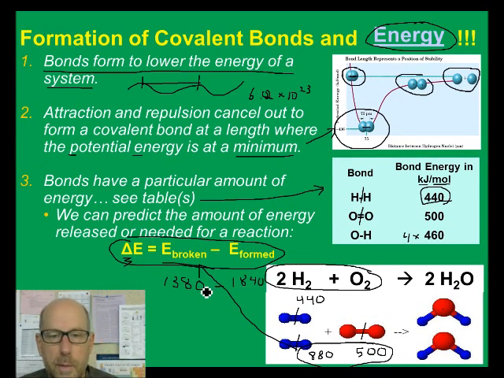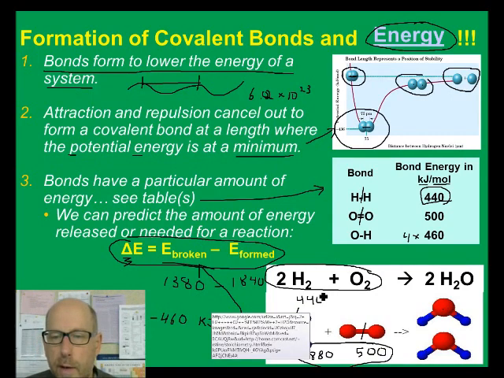So 1380 minus 1840. Let's run that. Boom. So we end up with negative 460. The change in energy equals negative 460 kJ, kilojoules per mole.